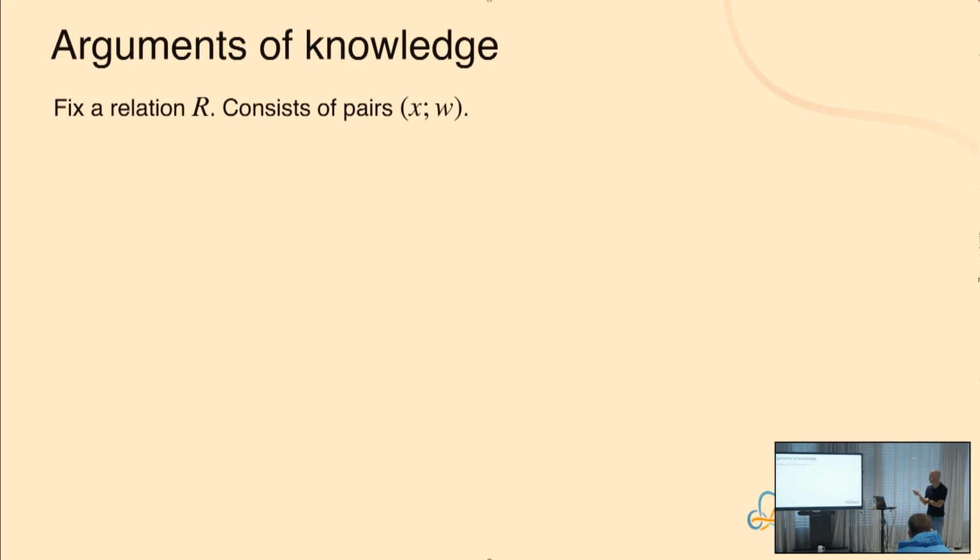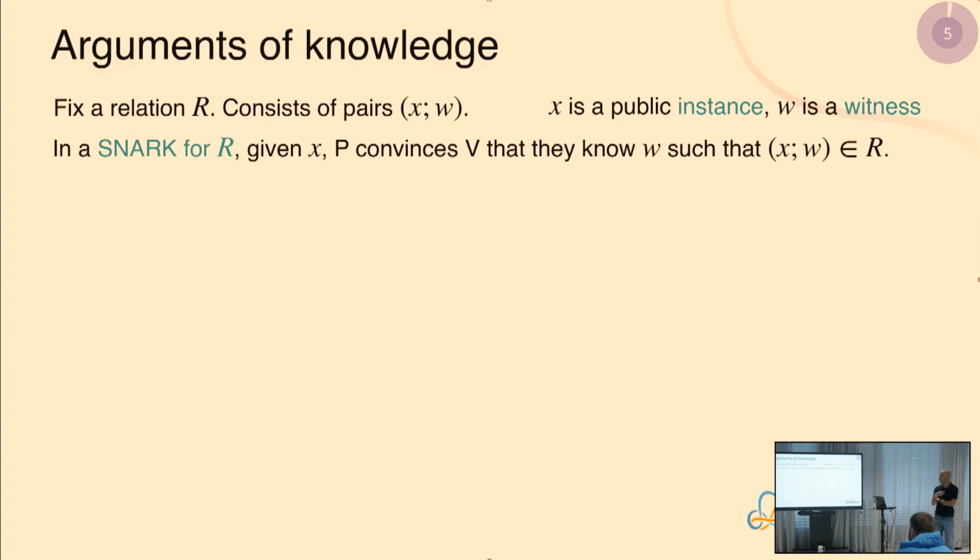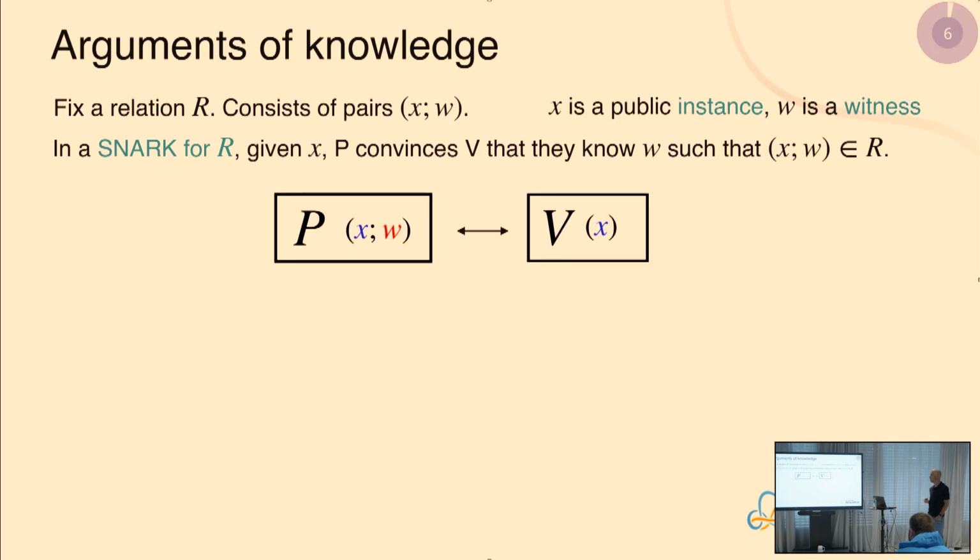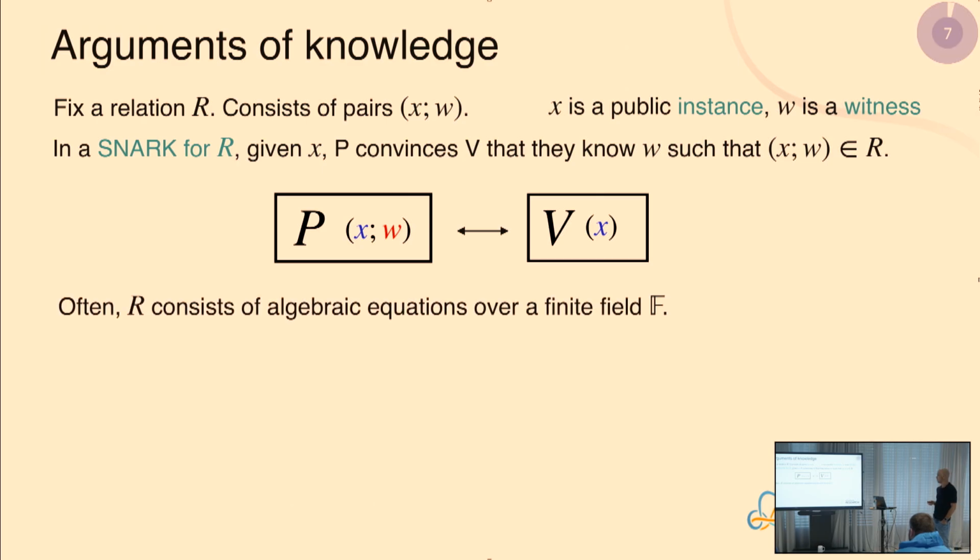So we work with relations R, which consist of pairs, instances and witnesses, X and W. And in a SNARK for the relation R, given an instance that's public, the prover convinces the verifier that they know a valid witness for the instance. They exchange some messages, maybe it's non-interactive and they just exchange one message, and so on. That's the introduction. Okay. So usually R, in practice, consists of algebraic equations over a finite field F.